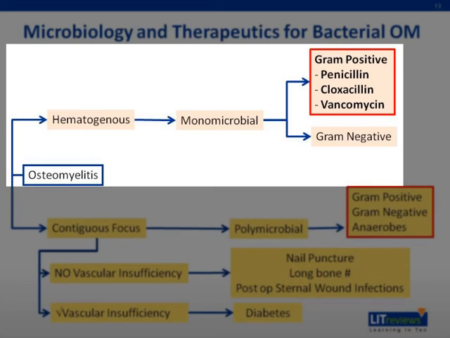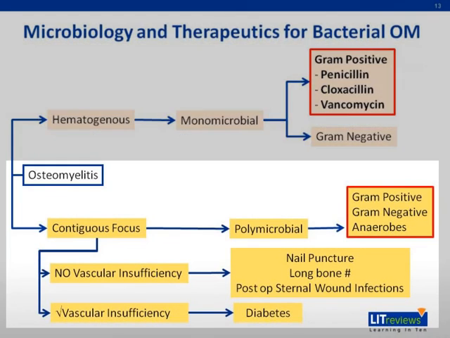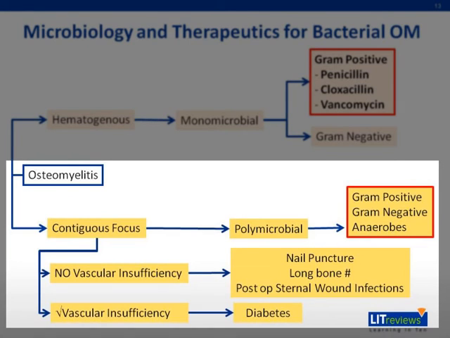If gram-negative organisms are isolated, either in blood cultures, or if you're worried about gram-negative cover, then remember to add in a gram-negative agent. For contiguous spread, the patients may have no vascular insufficiency, in which case such infections are caused by trauma, be it either via nail puncture, long bone fracture, or post-op sternal wound infections. And remember the diabetic patients with vascular insufficiency, in which case you need to revascularize the patients as well. That is part of your management strategies.